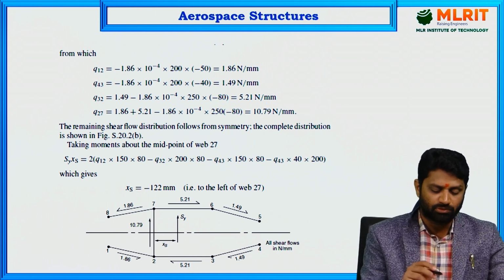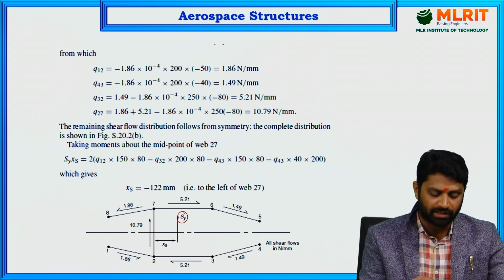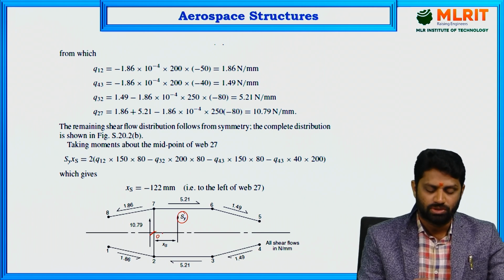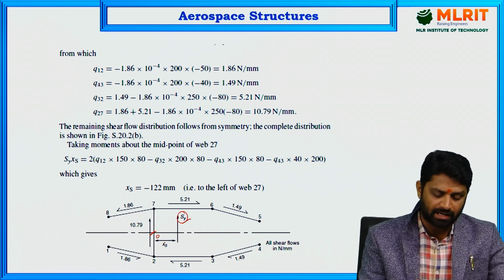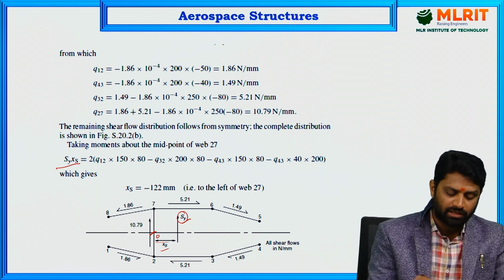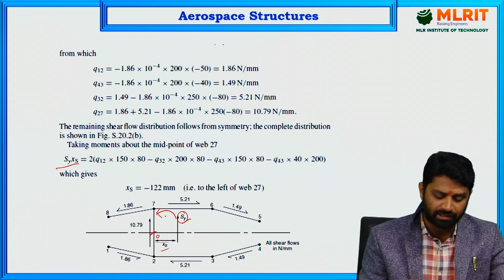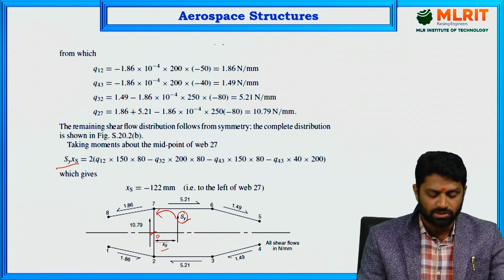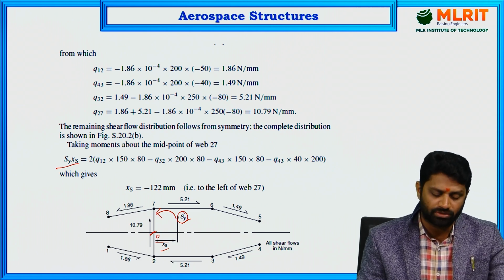First, let's apply the moment due to the vertical load about this point. Let's assume this point as O. SY is the load and XS is the perpendicular distance, so you get SY into XS as the moment, which gives an anti-clockwise moment about point O. The first term is the moment due to the shear load.